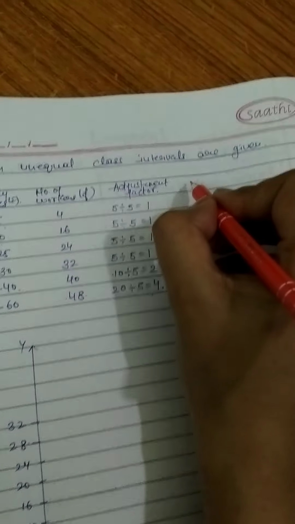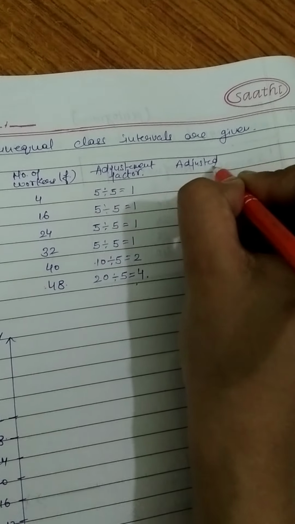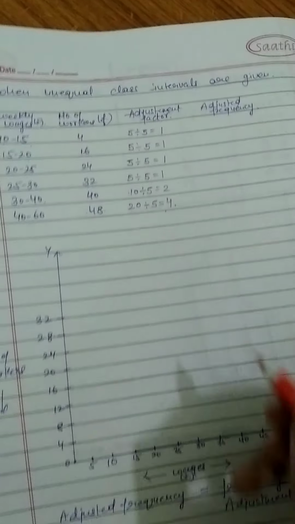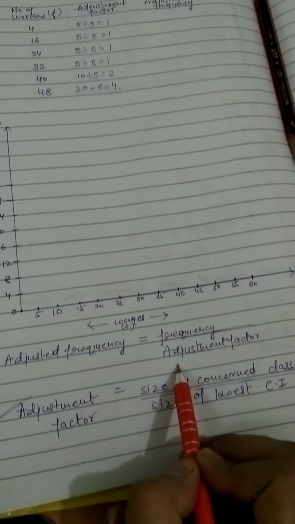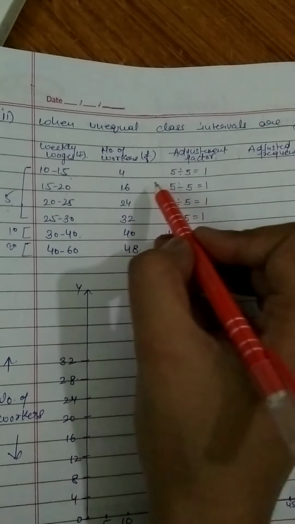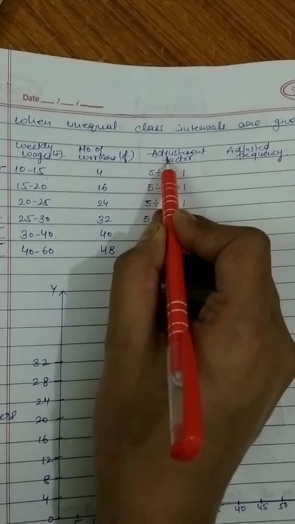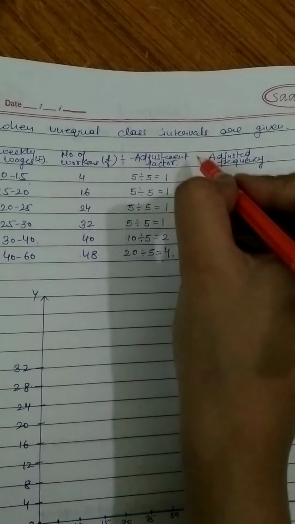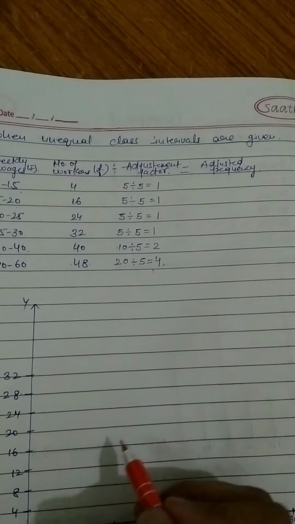After this, the final column is adjusted frequency. So what is the formula of adjusted frequency? Frequency upon adjustment factor, and all the adjustment factors we have already found. So frequency divided by adjustment factor, you will get adjusted frequency. I hope it is clear.